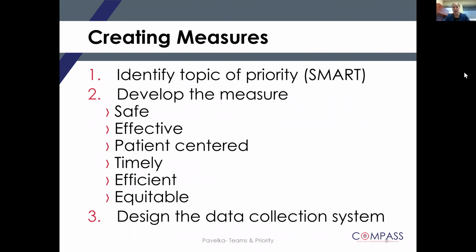So what's a topic of priority, or what's a goal? And we want to think about picking a measure based on, is it safe? Is it effective? Maybe is it patient-centered, timely, efficient, equitable? So we want to think about selecting a measure that obviously relates to your priority, and that may be written in a SMART goal fashion, but also that the measure relates to one of those that are listed there. And then we're going to design the data collection system around that.